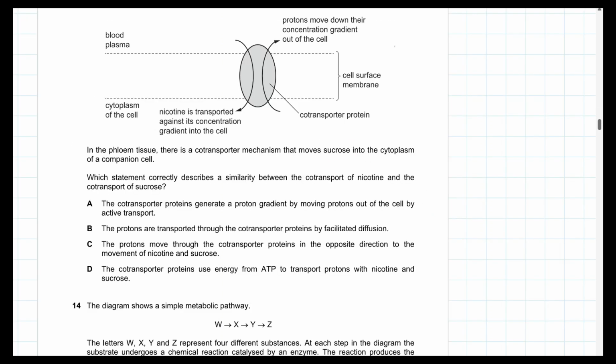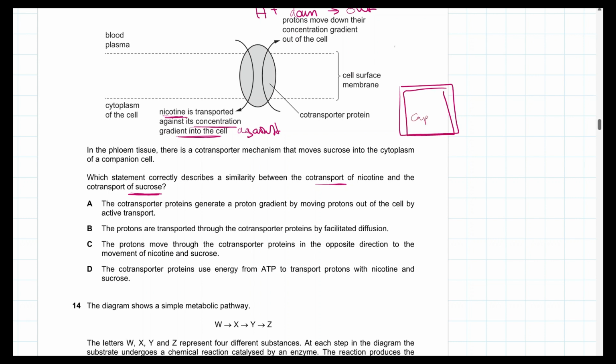Question number 13, the diagram shows how nicotine is transported from blood plasma into a cell using a type of co-transporter mechanism. Here we can see that protons move down their concentration gradient out of the cell, so down and out, whilst nicotine here is transported against its concentration gradient into the cell. Which statement correctly describes a similarity between co-transport of nicotine and the co-transport of sucrose?